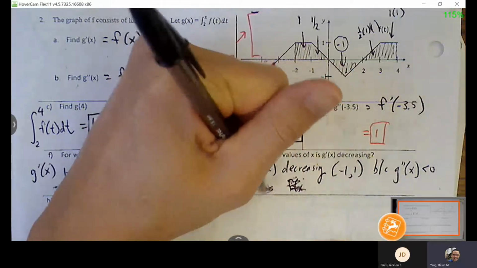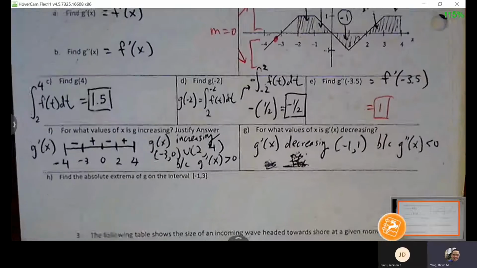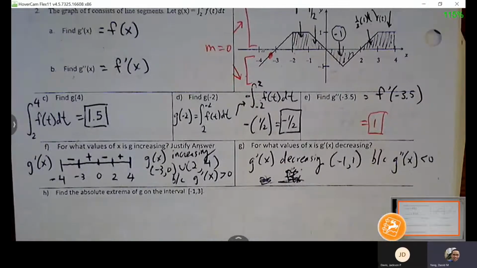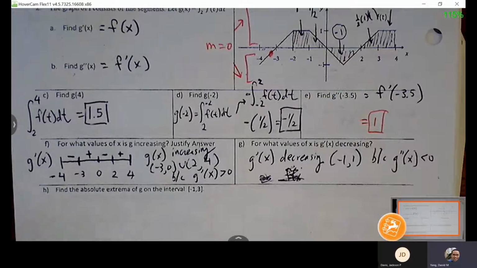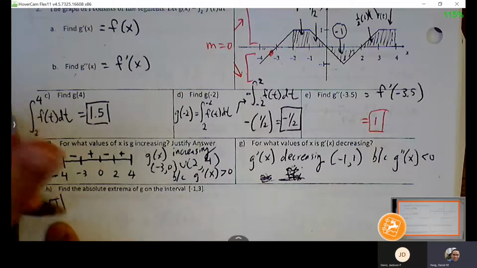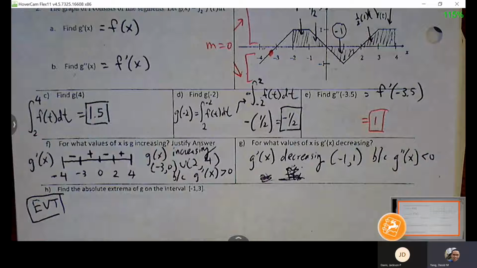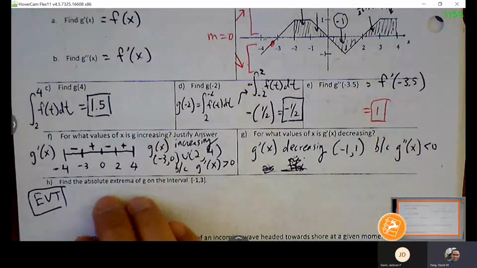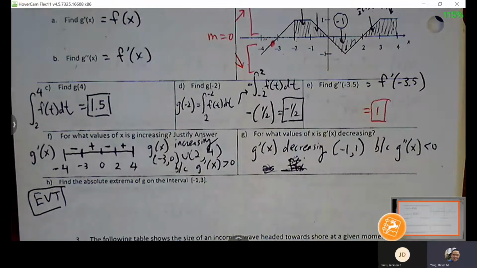That's fine. You can say G double prime is less than 0. Okay, find the absolute extrema. This is the extreme value theorem, remember from first semester, where if I want to find the absolute max or absolute min, I have to test the locations of the endpoints and also test the locations of my relative max, relative min.